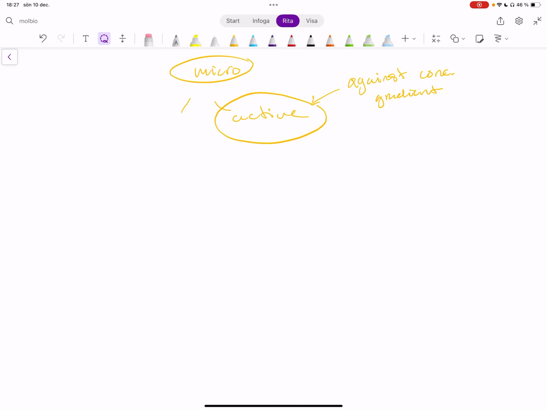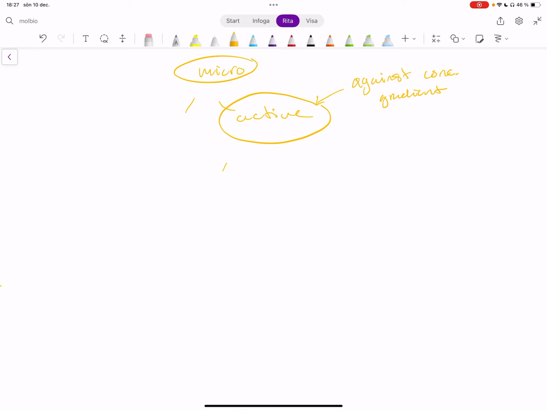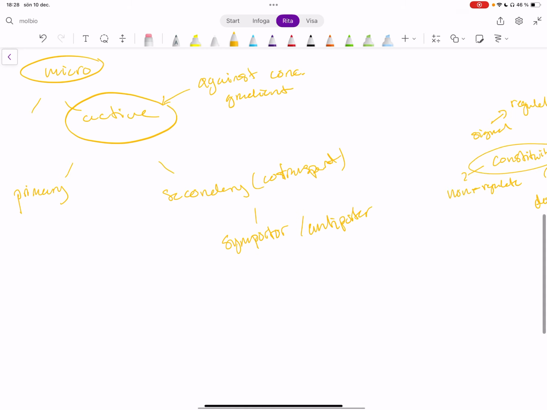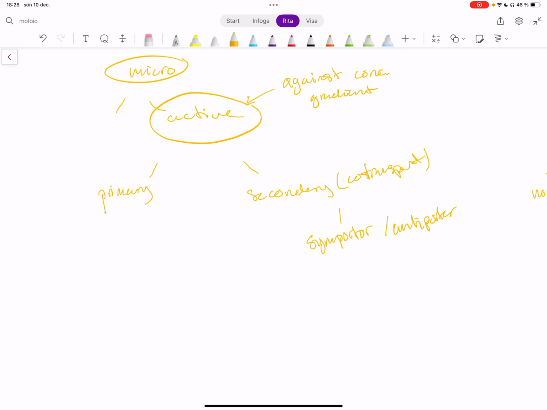For active transport we have primary and secondary, and secondary can also be called co-transport. A secondary transport uses a symporter or an antiporter, and those are the names of the proteins. Symporter and antiporter just decide if the molecules are going to the same side of the plasma membrane or to different sides of the plasma membrane.